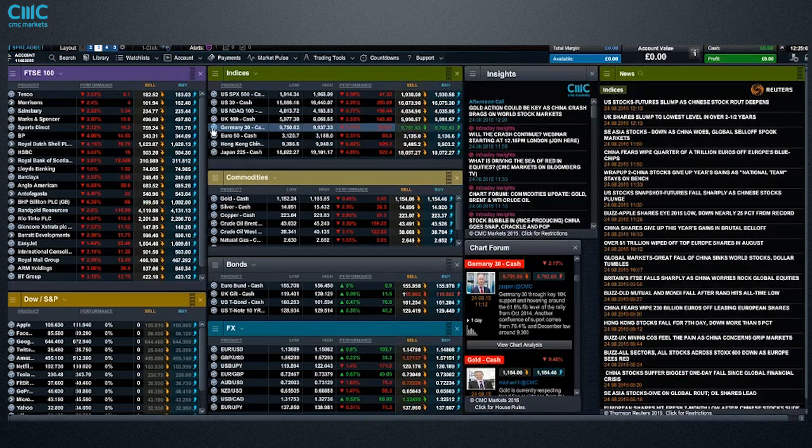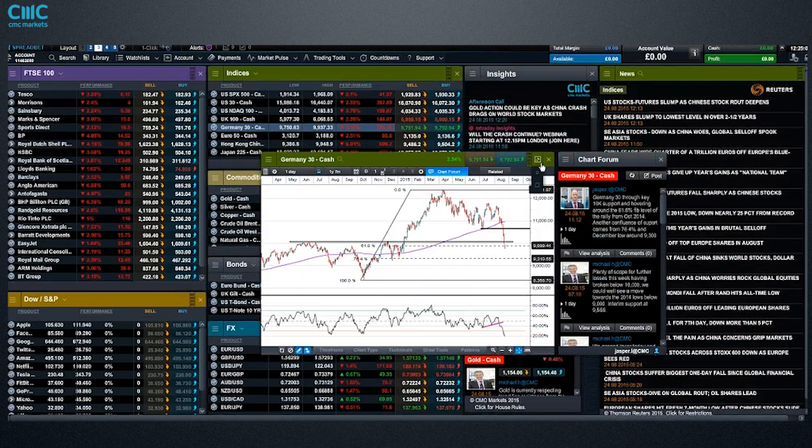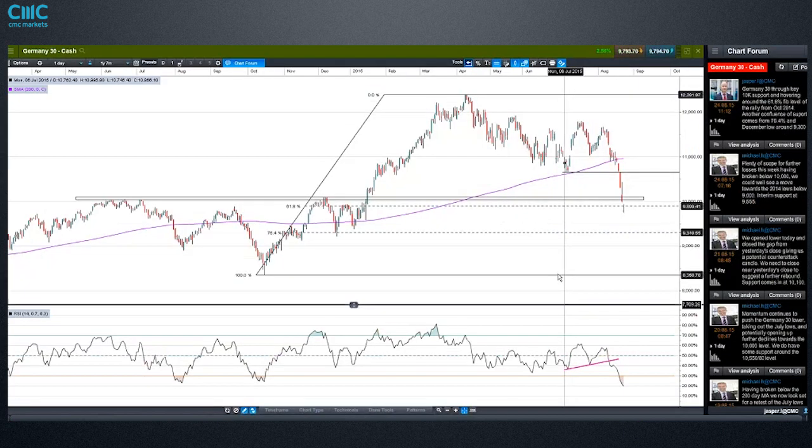Now let's have a look at the Germany 30. Now the FTSE, to me, didn't go crazy high this year, made new records, and hasn't dropped through, a few technical signs, but is still broadly in that sideways range that we mentioned. The DAX, or Germany 30 as we trade it, is a different proposition altogether.